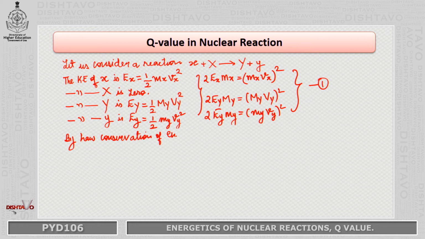By the law of conservation of energy, what we should have is the initial total energy, that is the kinetic energy of the incident particle, the rest mass of the incident particle, and the rest mass of the target nucleus, should be equal to the final energy, that is the rest mass of the product nucleus, the kinetic energy of the product nucleus, also the rest mass of the product particle and the kinetic energy of the product particle.